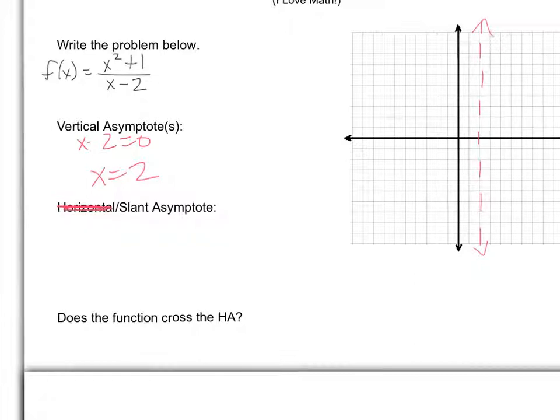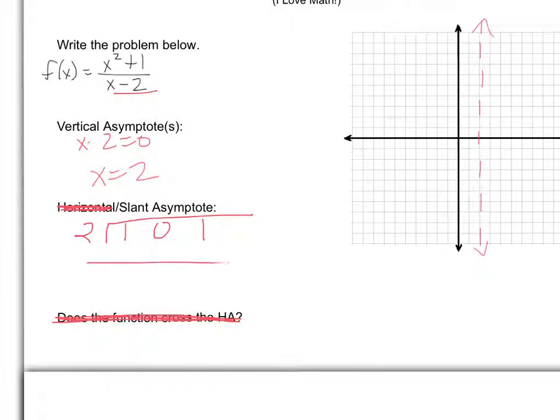Good, so horizontal asymptotes are out, which also means this next section, does the function cross the horizontal asymptote, is a moot point because I don't have a horizontal asymptote, so I'm not worried whether or not I can cross it. So let's go ahead and figure out our slant asymptote. When you do your synthetic division, remember you put a 2 on the outside because it's always opposite of what's down there. And then in the box I have a 1, 0, 1.